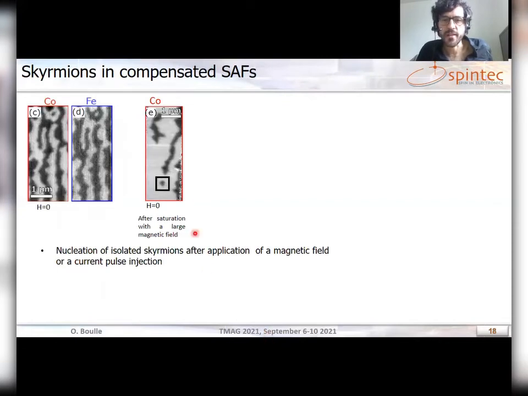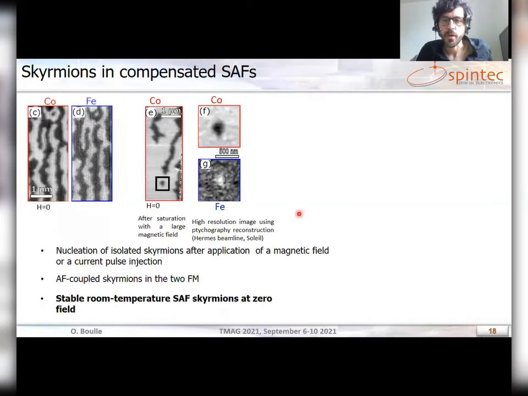For instance, an isolated skyrmion can be seen on this STXM image measured after saturation by a large magnetic field. You can see here a zoom image of these skyrmions, one taken at the iron and one at the cobalt absorption edge, measured by ptychography reconstruction. The opposite magnetic contrast demonstrates the antiferromagnetic alignment of the skyrmion magnetization in the two layers.